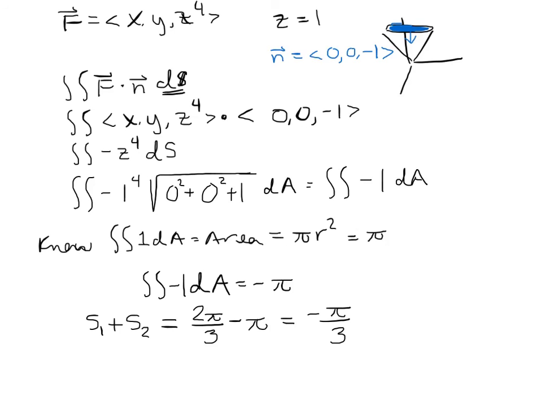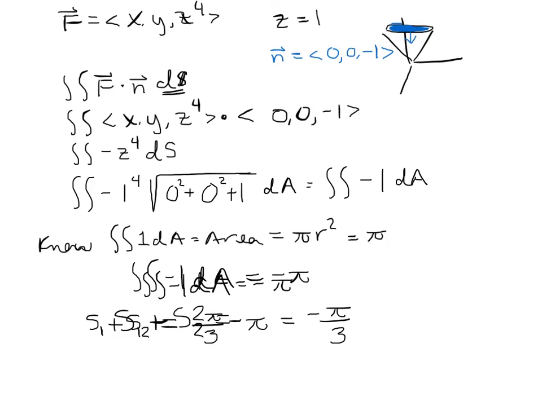Okay, it looks like this video just cut out on me. So I'm going to start from here and keep going. All right, we found that the area was pi, and now I need to finish up this one. This one, then, of negative 1 dA, we would then get that that integral is negative pi. All right, so now I need to take surface 1 and add surface 2 to it.